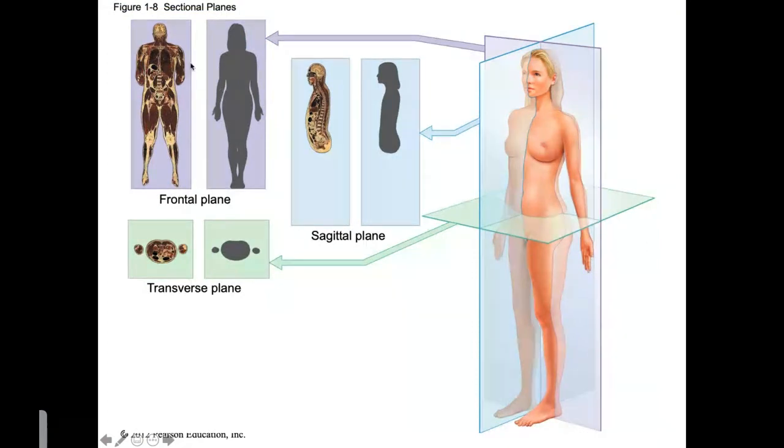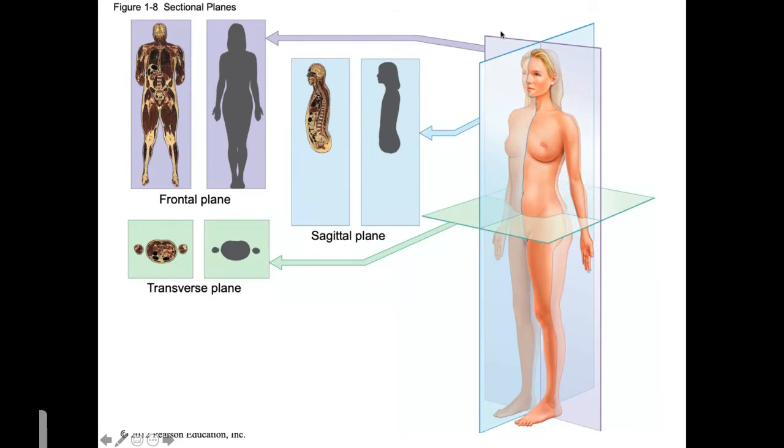So here on the top left, you can see that we're looking at the human body from front to back. And on this image, we're looking at the body from sideways. And on this view, we are cutting the body in half, giving us a bird's eye view looking down into the body. So when we cut the body in half into left and right halves, we're looking at this plane called a sagittal plane, which will divide the body into a left and right half.